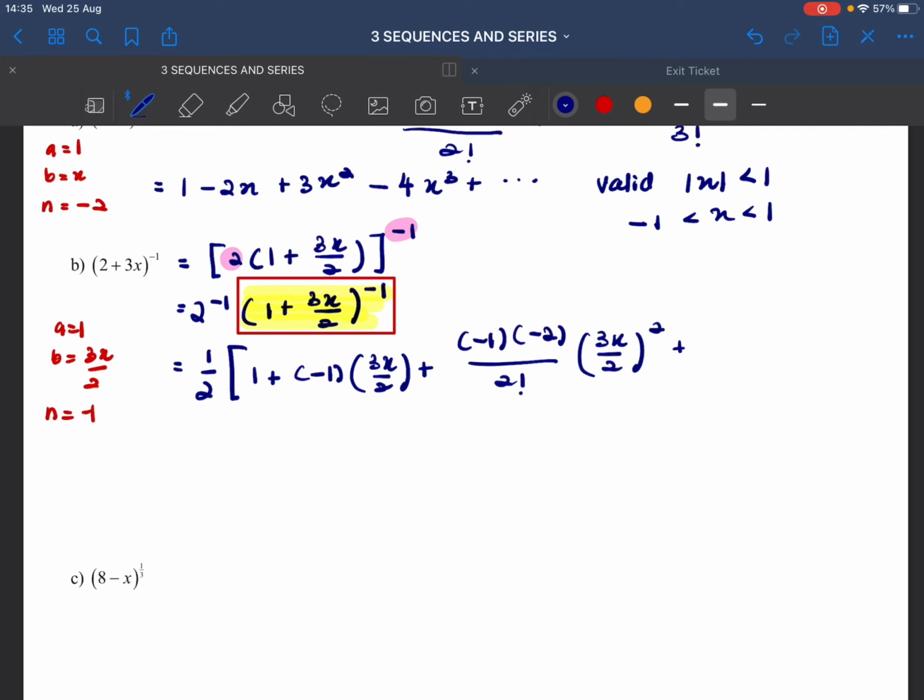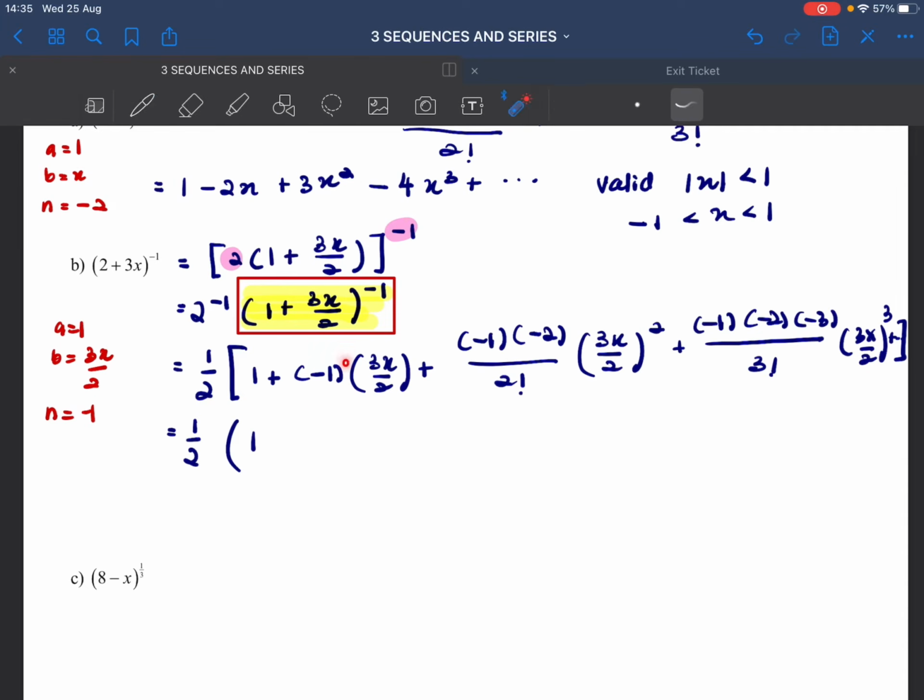Okay, so teruskanlah sampai mana yang dia minta tu, kita teruskan. So let's see, kita buat sampai 3 juga. Negative 1, n minus 1, n minus 2, okay, over 3 factorial times 3x over 2 cubed plus dot dot dot. Okay, stop bracket. So now we just simplify, we just calculate. Here 1 over 2 outside. So here we will have 1 minus 1 times 3x over 2. We will have 3 over 2x.